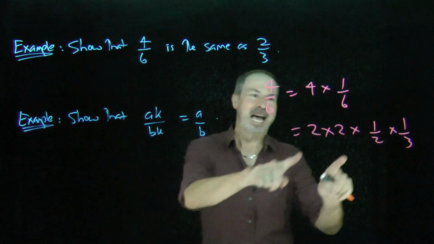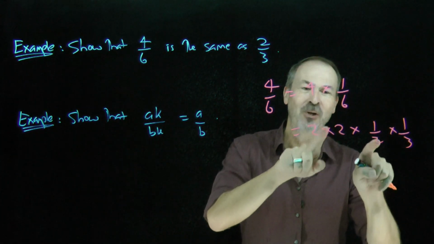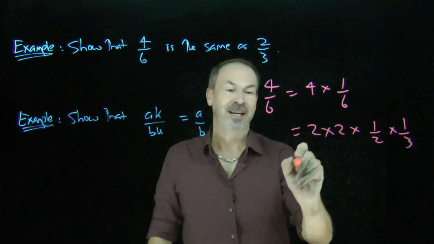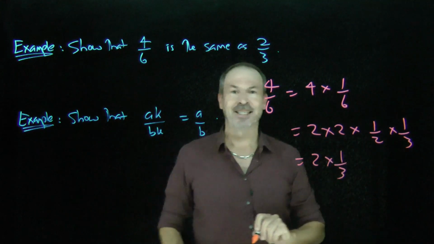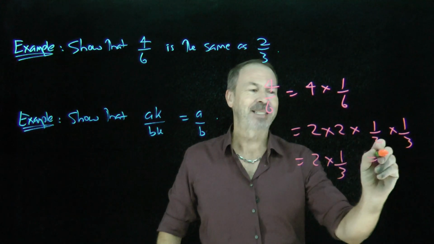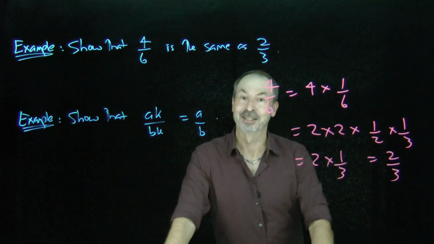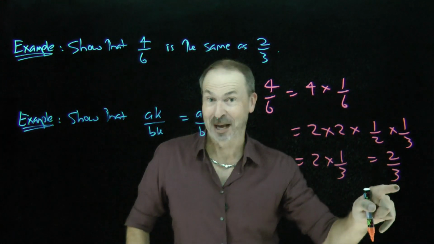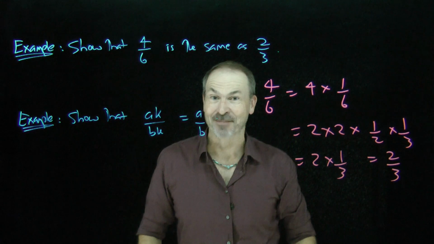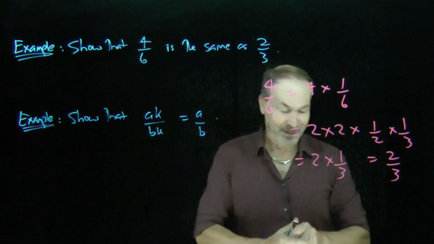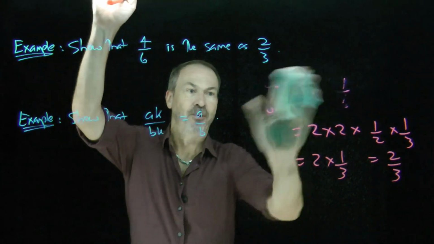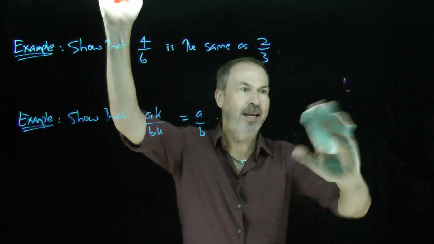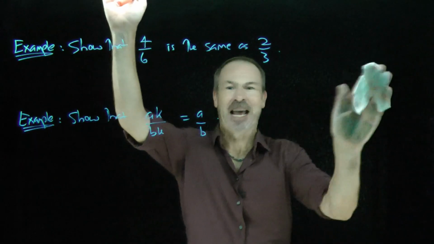That's very handy because now I can use the basic property of fractions. I get 2 times 1 times 1/3, and that's 2 copies of 1/3. Yes, it is indeed 2/3. Okay, I've just shown that the fraction 4/6 is really the fraction 2/3 in disguise, and people call those equivalent fractions. In fact, I bet in general I can copy exactly what I just did there and prove that AK over BK is the same as A over B.